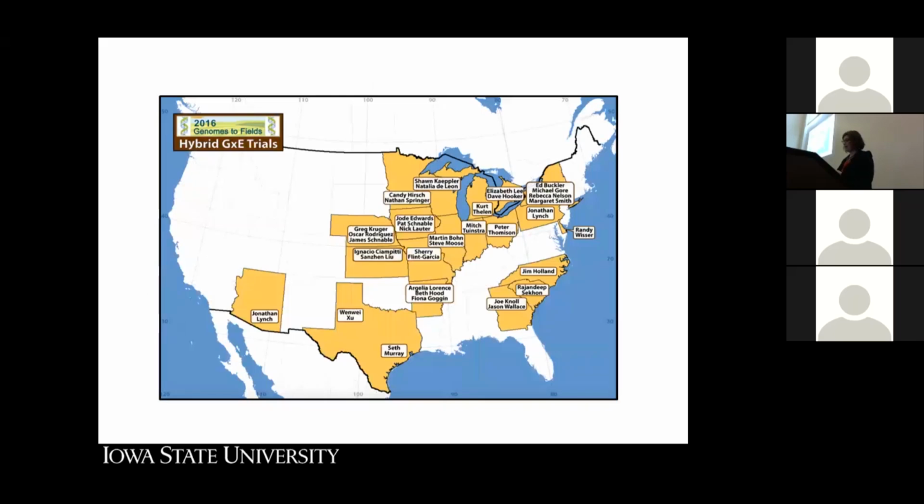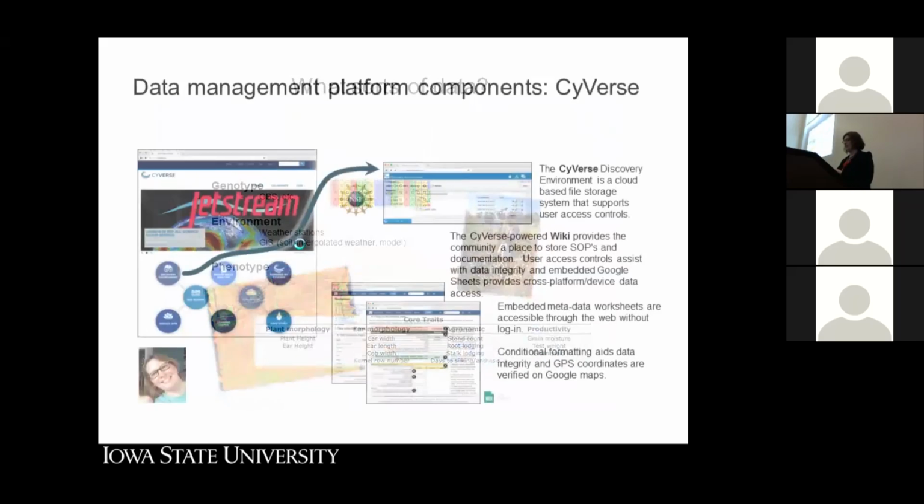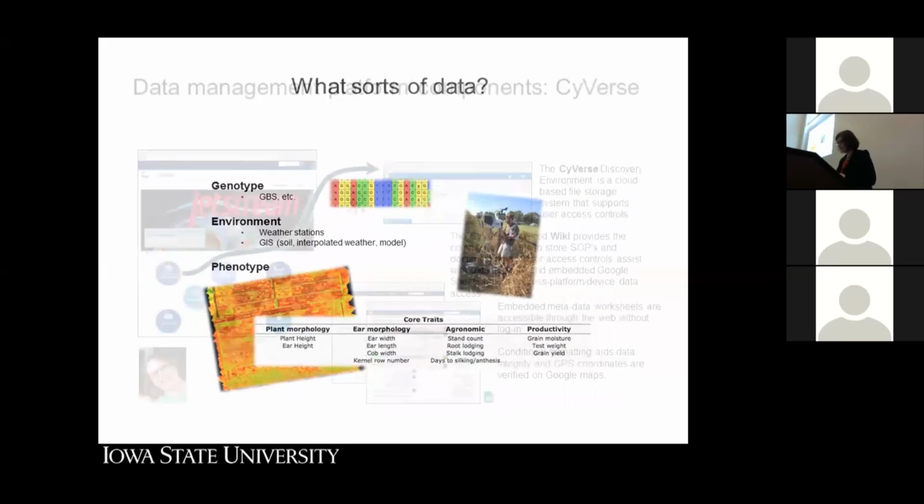Here's a map showing you where collaborators have been growing fields. We have genotypic data. We have environment data, including weather stations, GIS data, and soils. And we have phenotype data, both core traits that are listed here, which are aspects of plant morphology, ear morphology, agronomic traits, and productivity. We also have aerial images to be made available.